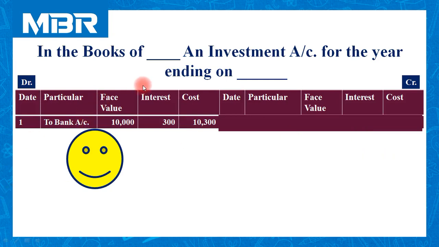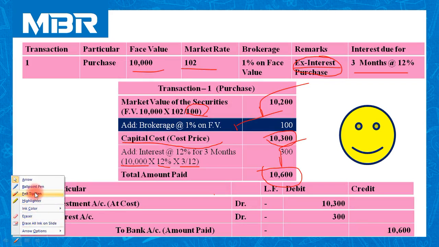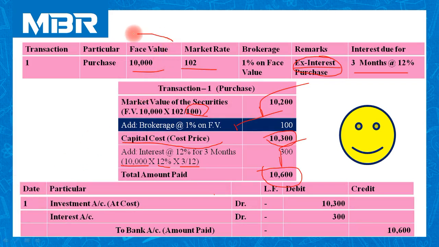Let us move. Debit side of the account to bank account, face value, we need to report face value over here. Face value of the transaction is 10,000. Amount of interest involved in this calculation is 300 and cost price of this transaction is 10,300. You can check over here. I will show you all items very clearly. Face value is 10,000.